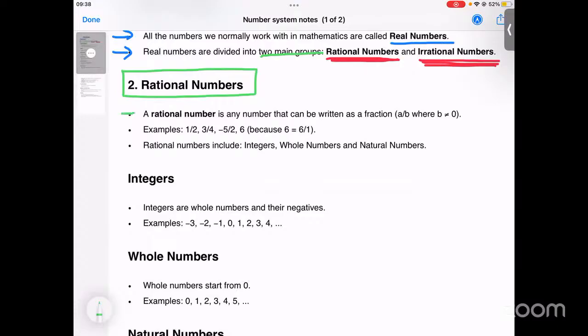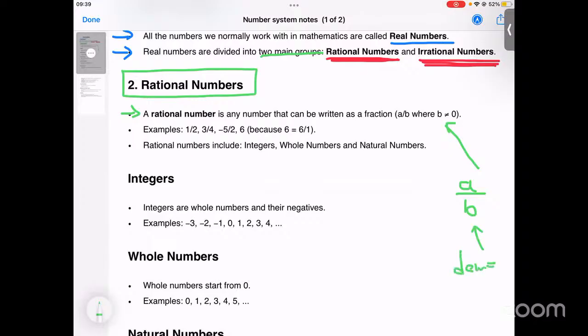So this is what you need to know under rational numbers. A rational number is any number that can be written as a fraction. So this statement which says a over b, whereby b must not be equal to 0, is simply to say a rational number is any number that can be written as a fraction. For example, whatever letter or number over whatever letter or number. But most importantly, your denominator must never be equal to 0.